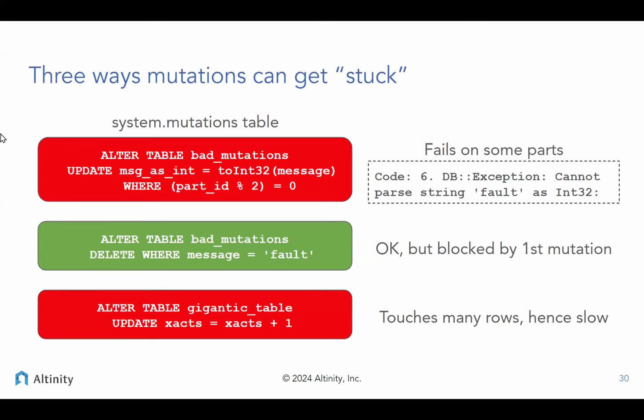And then finally, and this is the most common problem that people hit, if you do mutations on large tables, they're slow, particularly one where you're deleting rows. I should have used a delete example. You're going to have to touch the entire part, and if you have, say, thousands of parts and they're very large, then this is going to take a long time. So these are three basic ways that you can get stuck.